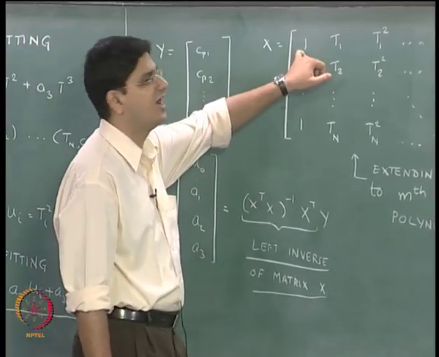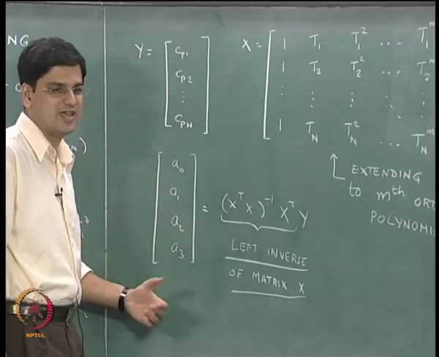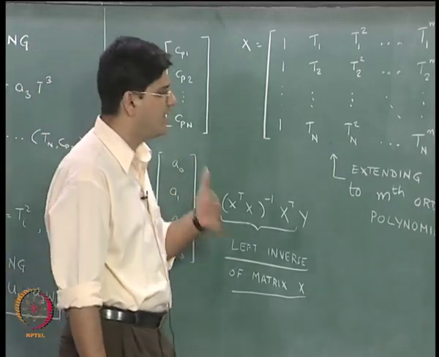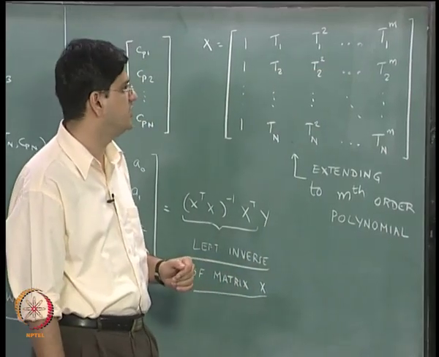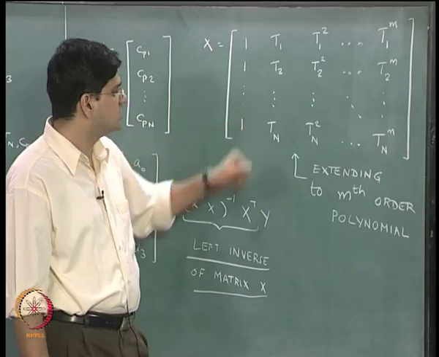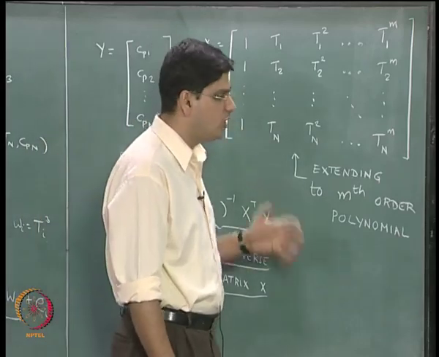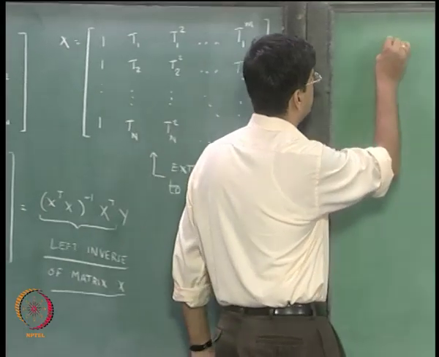Why? Because we have the first coefficient as a0, so we will have a0, a1 up to am, that makes a total of m plus 1 coefficients that we need to obtain through this least squares procedure. Okay, so this is what is known as polynomial regression. A few words of caution for polynomial regression.